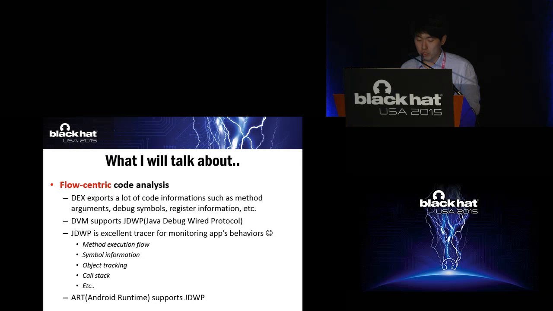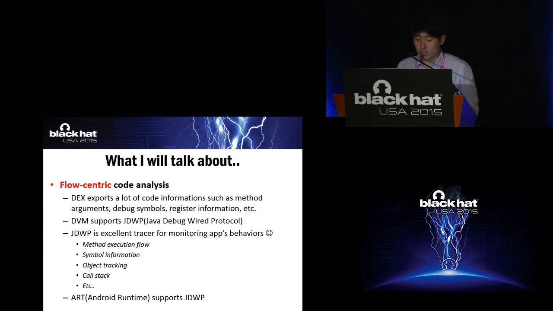For example, the DEX format exposes method arguments, class structure, and external method information that is invoked inside the classes of the DEX file. And then DVM supports JDWP. JDWP is the Java Debug Wire Protocol. It is used to debug Android applications. When we implemented flow-centric code analysis as a tool, JDWP was an excellent tracer engine. With JDWP, you can get symbol information, track class objects, get the code stack, and get the method execution flow.